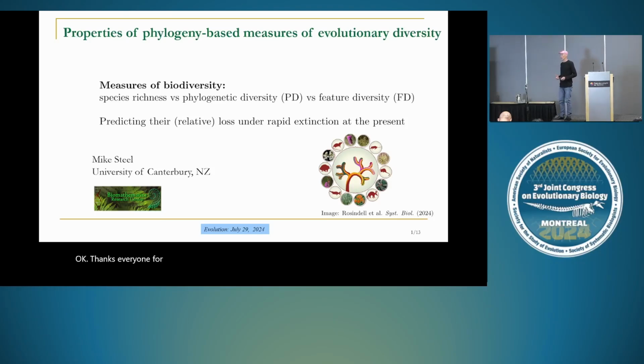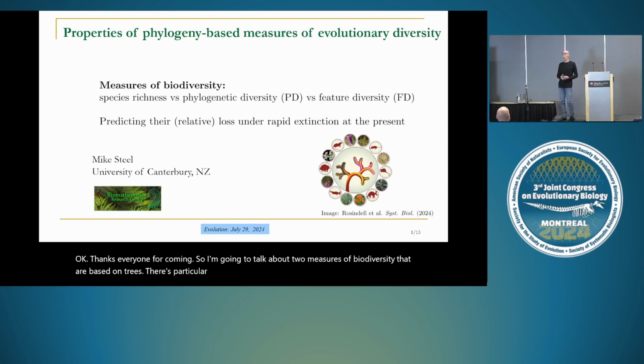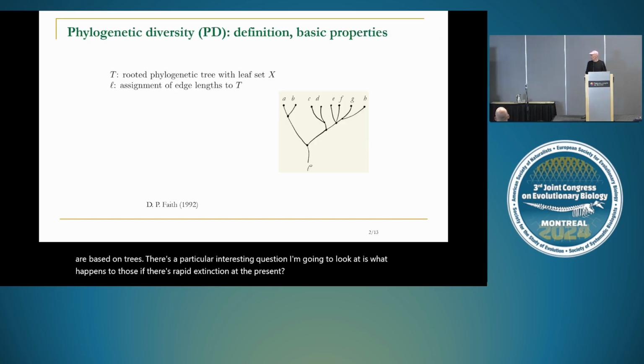So I'm going to talk about two measures of biodiversity that are based on trees. A particularly interesting question that I'm going to look at is what happens to those if there's rapid extinction at the present? So the first of these measures was introduced by Dan Faith.